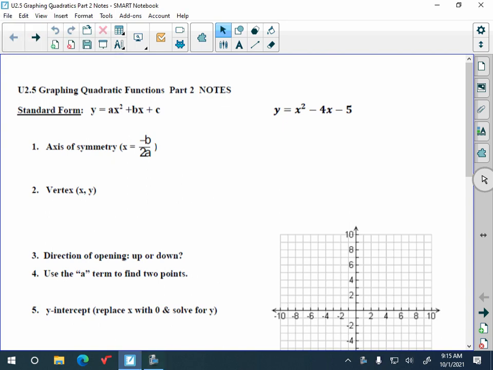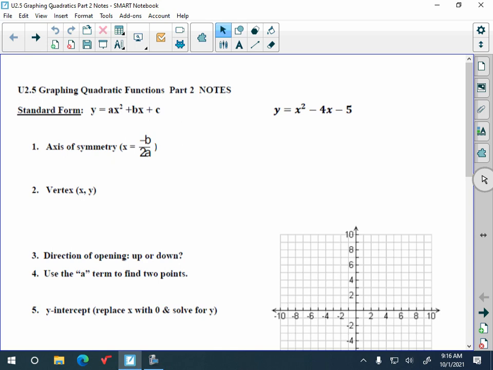All right, so standard form for a quadratic, y equals ax squared plus bx plus c. Basically, you think of it as highest exponent to lowest. So here's our equation that we're going to graph, y equals x squared minus 4x minus 5. Standard form, again, is different than vertex form. Vertex form has the parentheses, okay? y equals a times (x minus h) squared plus k.